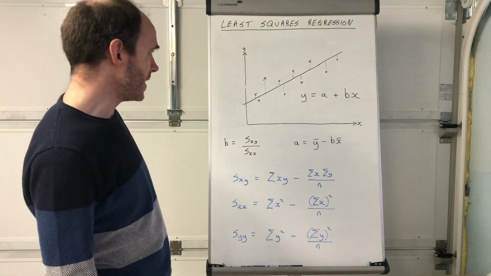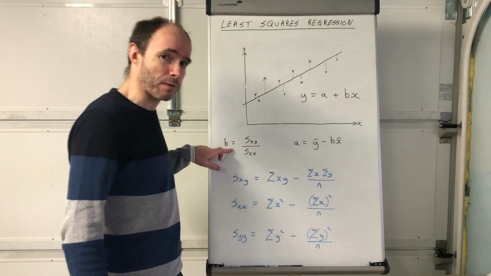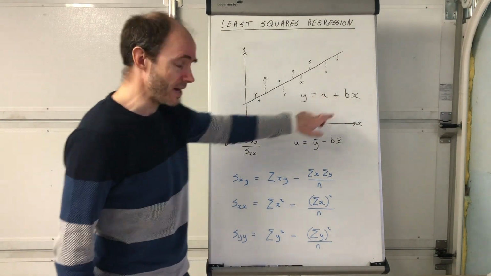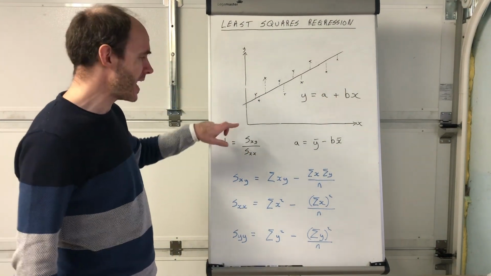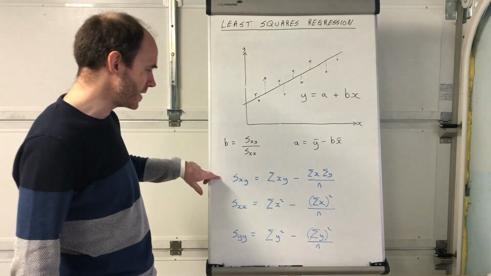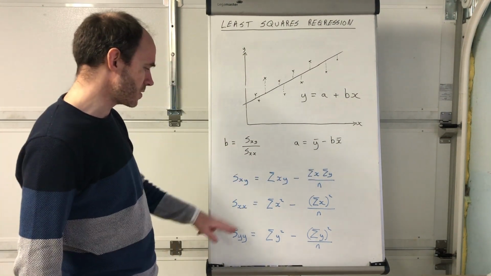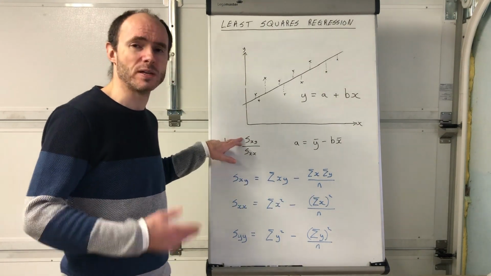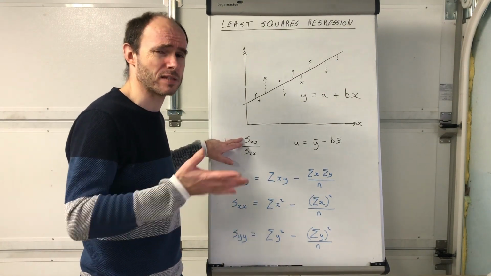Now, first of all, you work out b, which is the gradient of the line, and that is calculated by finding SXY over SXX. So first of all, you need to work out what that is, and then you'll need to work out this, and then just have one divided by the other. That is it. That's all you need to do.